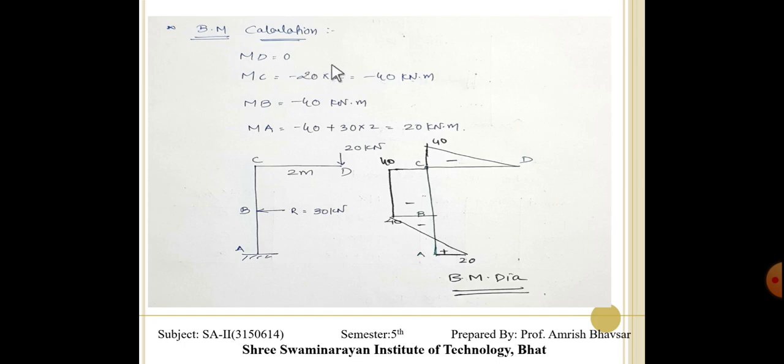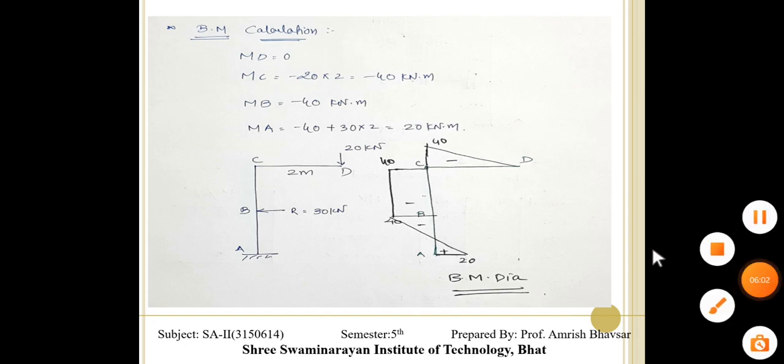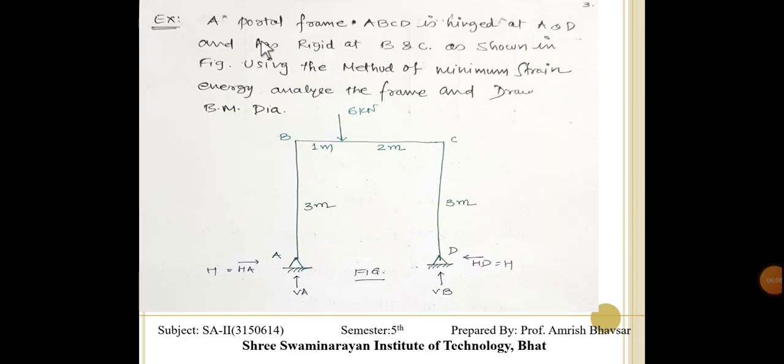Now on the basis of these moments, we have to plot the bending moment diagram. At D it is 0, here minus 40, so here we take minus 40, at B again minus 40, and at A it is plus 20, so it is over here. Now we plot this bending moment diagram and connect it by simple lines and inclined lines, because all the forces are point loads, so there is no curve in this diagram. Clear?